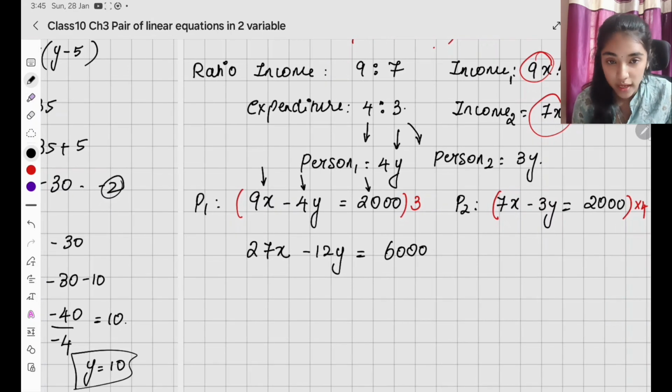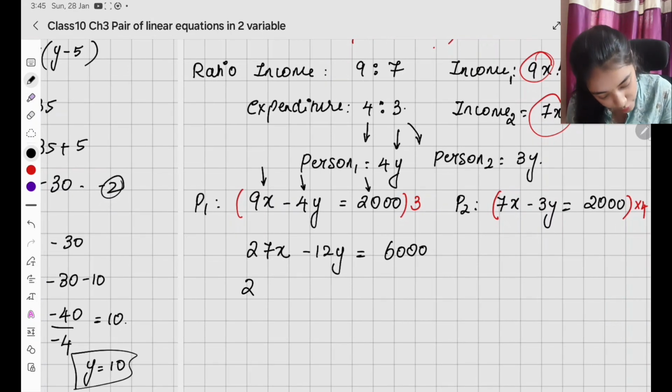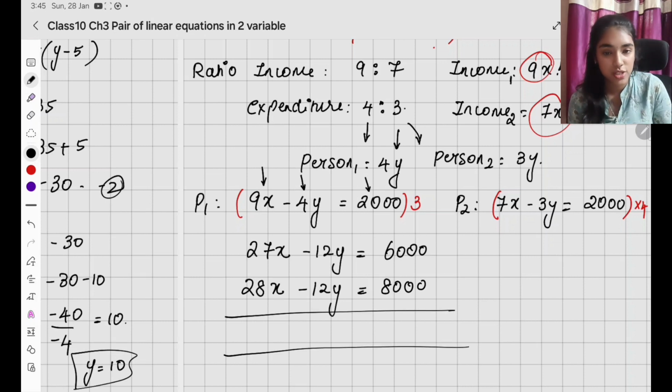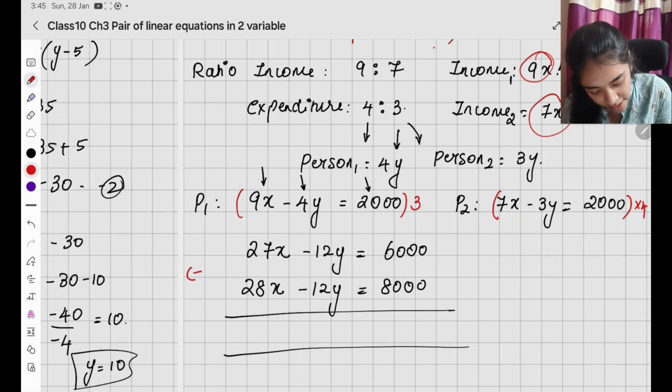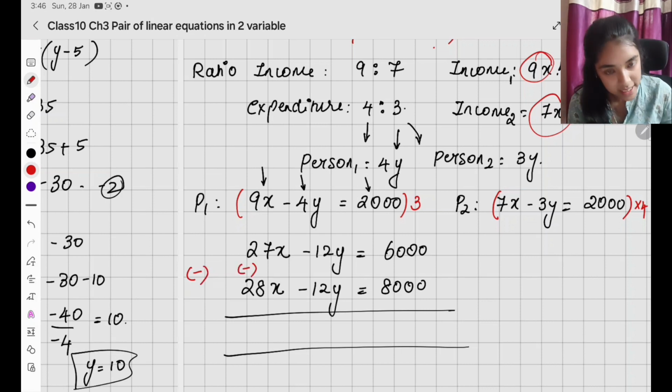இப்போ equation 2 என்ன ஆகும்? 4 ஆல multiply பண்ணா we have 7 4s are 28x minus 3 into 4 is going to be minus 12y equals 4 2s are 8, so 8,000. I'm going to subtract these two equations. எதனால subtract பண்றேன்? When I subtract the whole equation, this becomes 27x minus 28x. இது என்ன ஆகும்? Minus 12y minus of minus 12y.